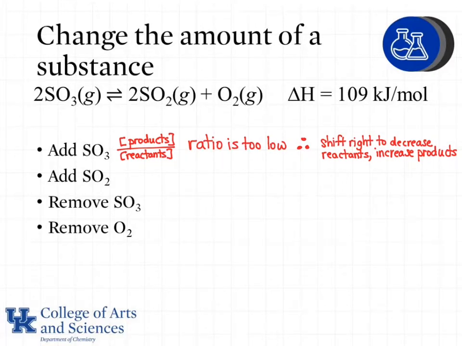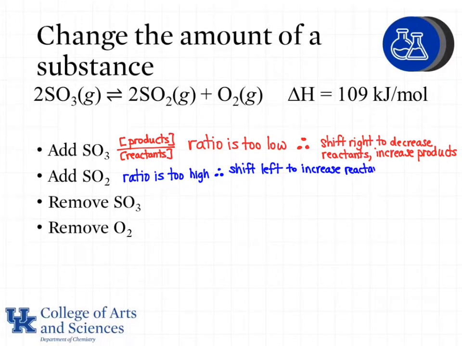Next, let's look at what happens when we add SO2. SO2 is a product, so the value in our numerator is going to increase, while the value in the denominator is going to stay the same. As a result of that, the ratio is going to be too high. The system needs to respond in a way to lower that ratio till it gets back to the value of K. Therefore, we will shift to the left, which will increase the amount of reactants and will decrease the amount of products.